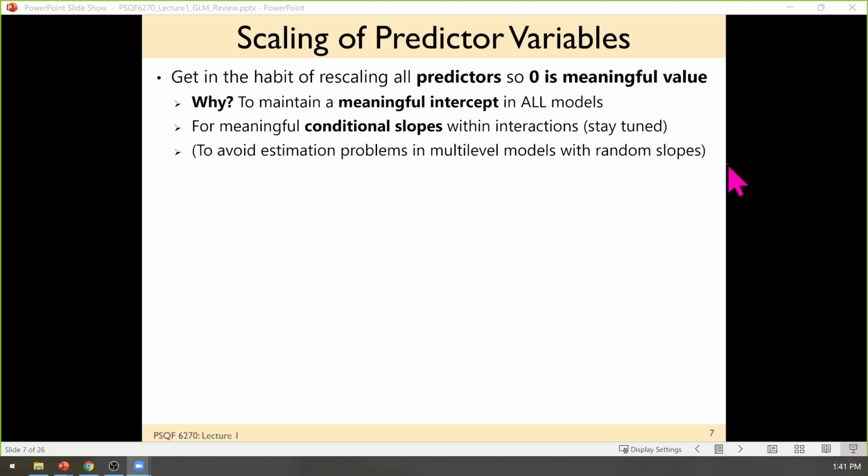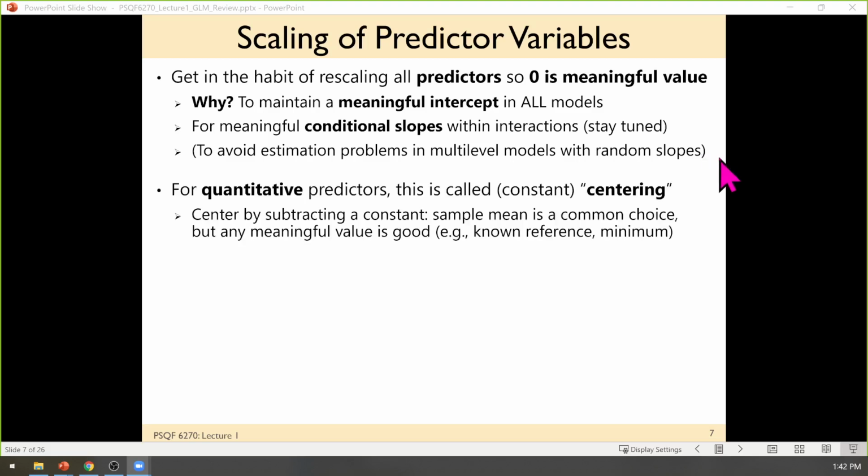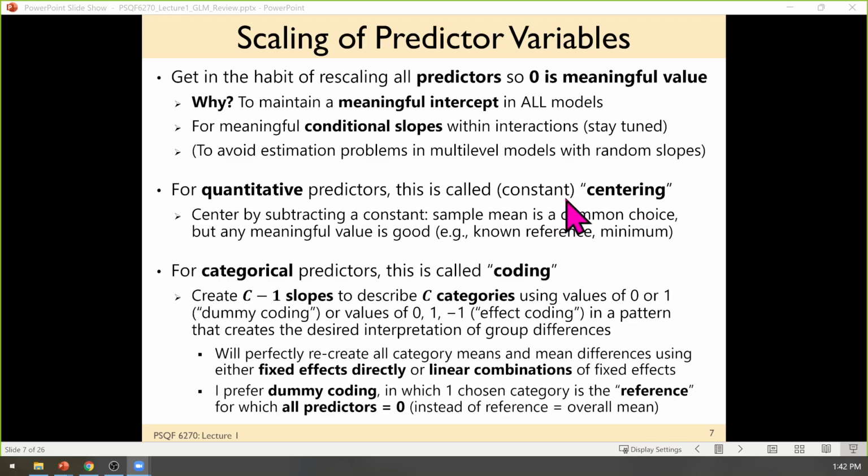And as a side note, it also matters in multi-level models when you have random slopes. Because in those models, not only are you going to have a fixed intercept, but you also would have variance around it, random intercept variance that's conditional on 0. So 0's got to be something meaningful within your data to avoid estimation problems in that latter case. So it's called centering to do this, to subtract a constant so that 0 means something. It's constant centering if you just finished the clustered multi-level course where there were alternatives of group mean centering or cluster mean centering. This is just constant centering.